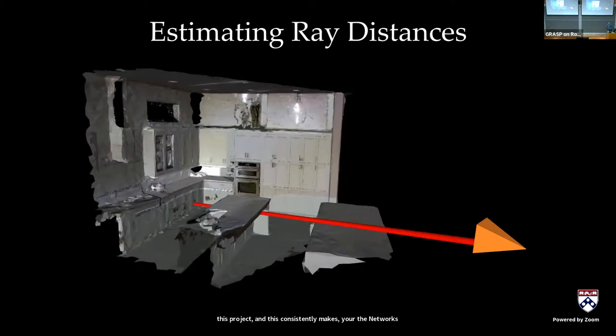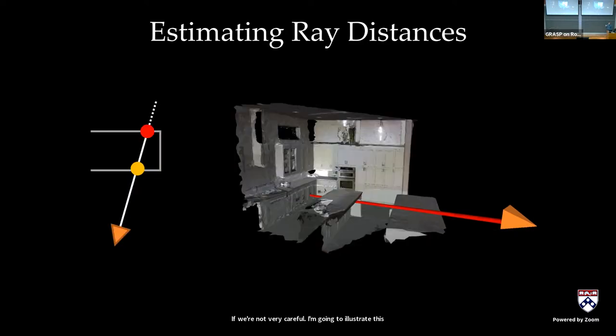The other thing we learned is that when we ask the networks to predict things, we can often ask them to do things that are kind of nonsensical if we're not very careful. I'm going to illustrate this by talking about ray distance and what we expect the networks to do. So here the ray goes through the counter, and I'll just show you this as a diagram from above.